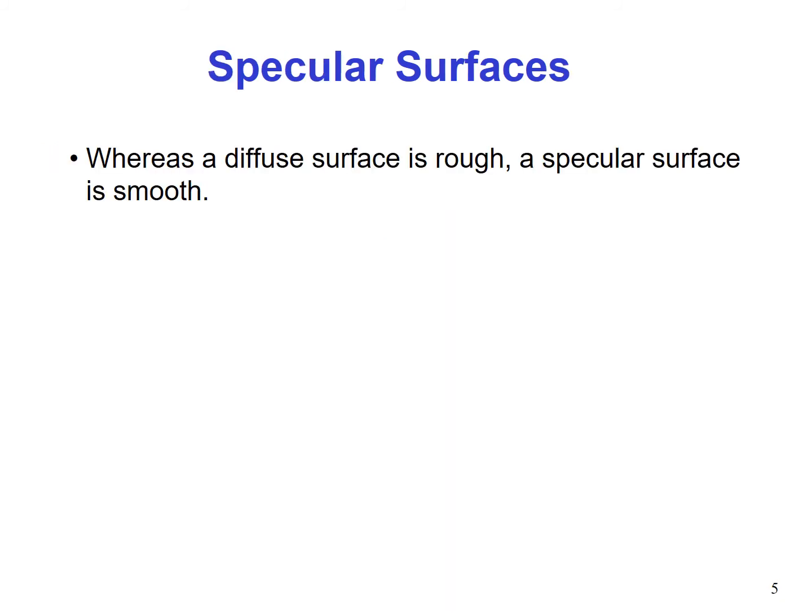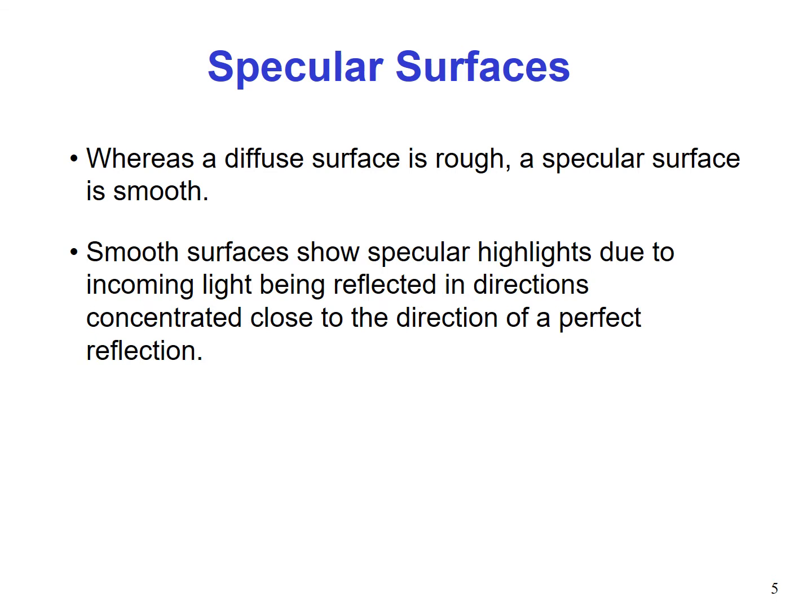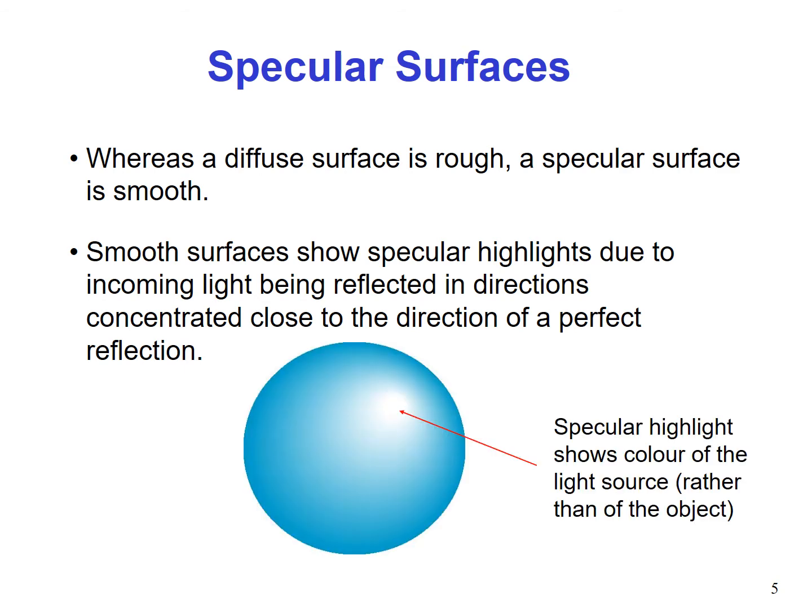Whereas a diffuse surface is rough, a specular surface is smooth. Smooth surfaces show specular highlights due to incoming light being reflected in all directions, concentrated close to the direction of a perfect reflection. Look at this sphere. We see a specular highlight at a point, and this highlight is not just one point, it slowly dies away. And the color that it shows is not the color of the sphere, because the sphere here is blue, whereas the center of the highlight is white, which is the color of the light source.